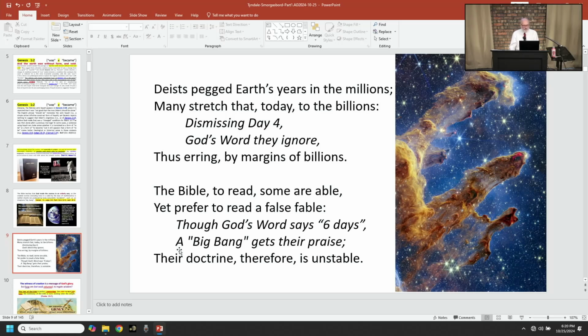So here's the limerick. Deists pegged Earth's years in the millions. Many stretch that today to the billions. Dismissing day 4, God's word they ignore, thus erring by margins of billions. The Bible to read some are able, yet prefer to read a false fable. Though God's word says 6 days, a Big Bang gets their praise. Their doctrine, therefore, is unstable.